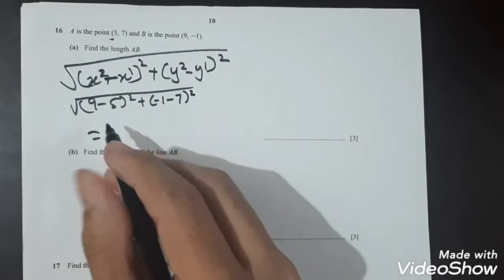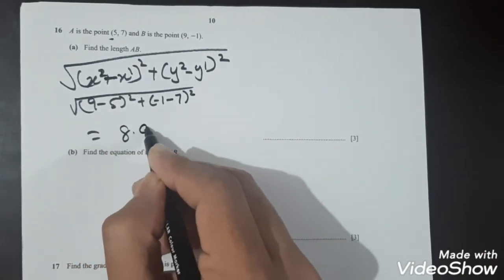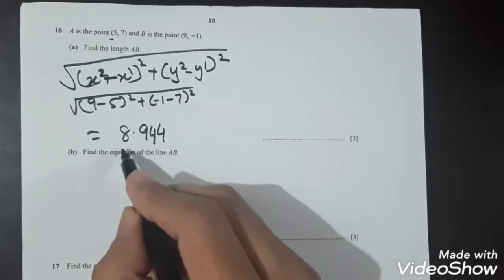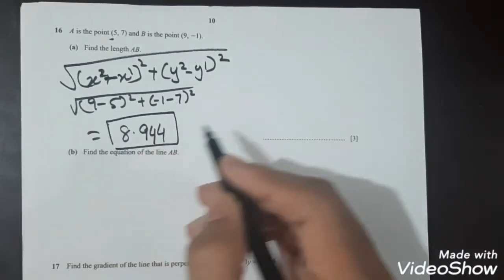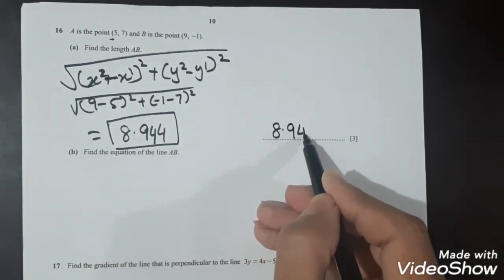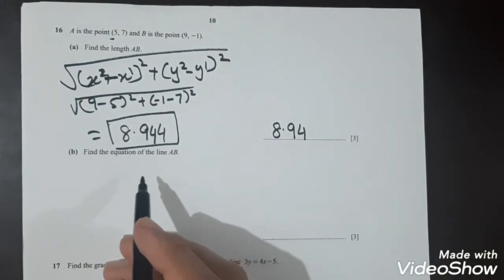This will be 8.94, or it can be 8.944. So this will be the length of AB. So write 8.94. Then part B is find the equation of the line AB.